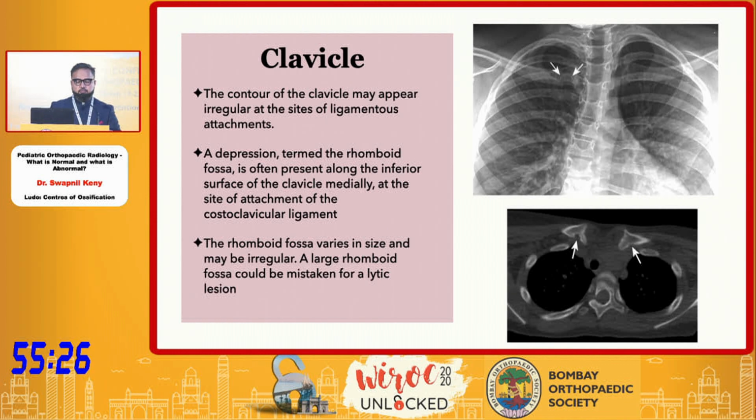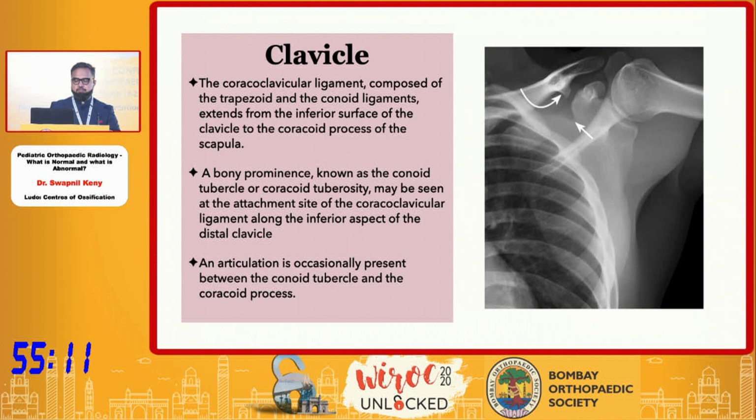A depression termed the rhomboid fossa is often present along the inferior surface of the clavicle on the medial side, at the site of attachment of the costoclavicular ligament. This rhomboid fossa may vary in size, may be irregular, and may be mistaken for a lytic lesion.